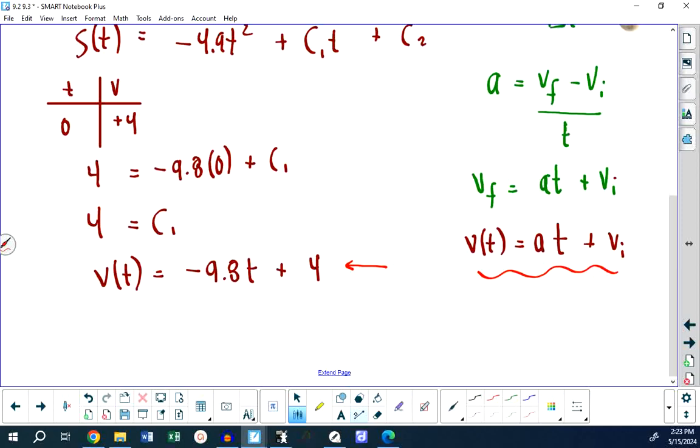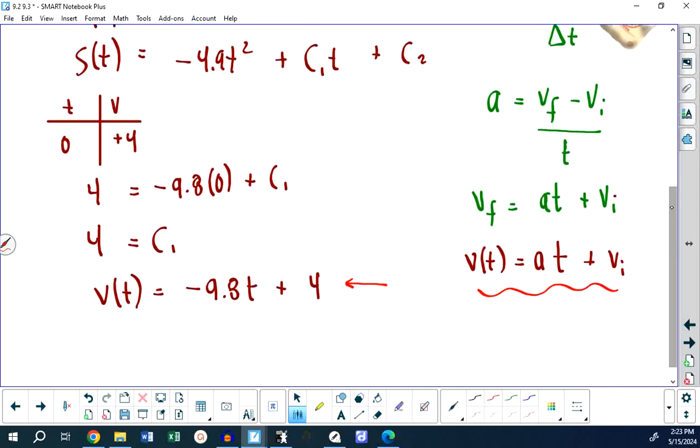Which is why if an object starts at the top of the cliff and ends up 23 meters below, we say D in physics is negative 23. It's the change in the position. Keep that in mind. Now, let's find the constant in our position function. I'm going to rewrite this position function now because I know one of the constants. The position as a function of time is negative 4.9 t squared plus 4 times t, because that C1 is 4, plus this constant. Well, how are we going to find that constant?